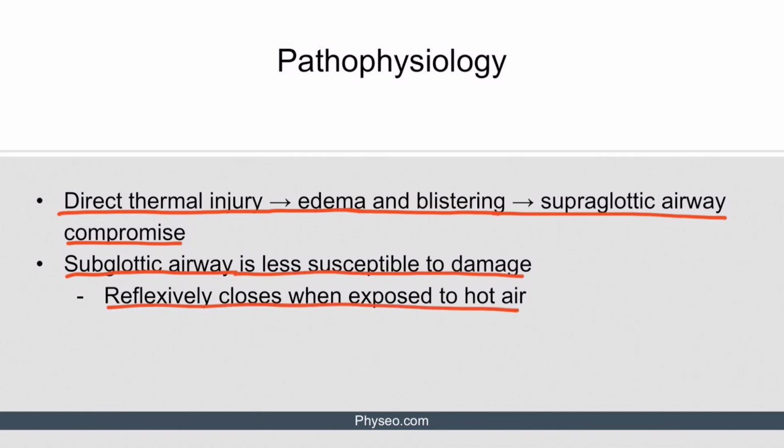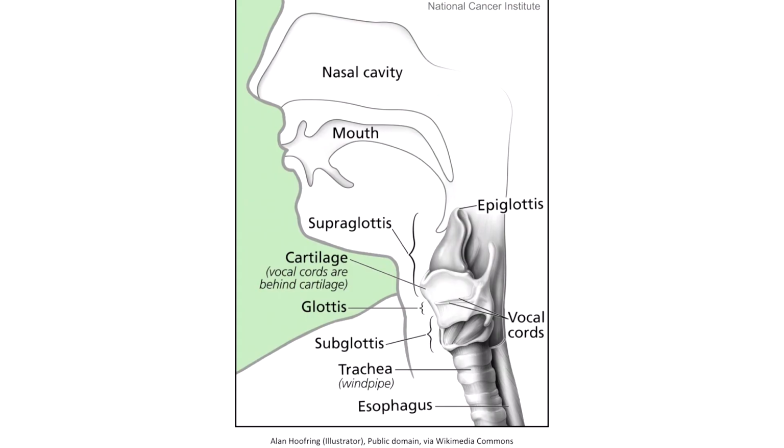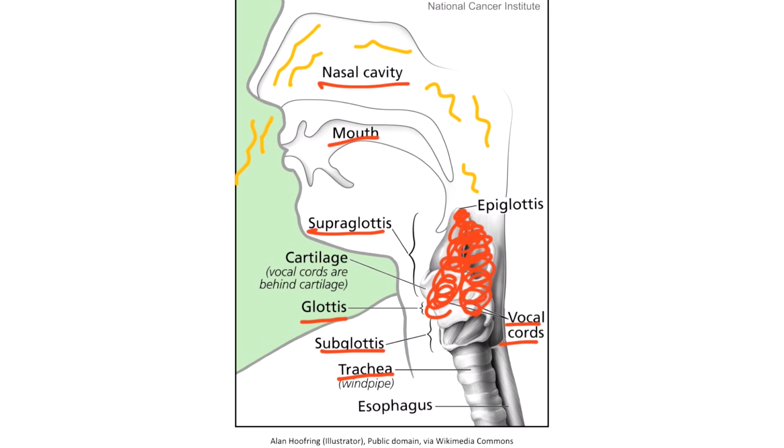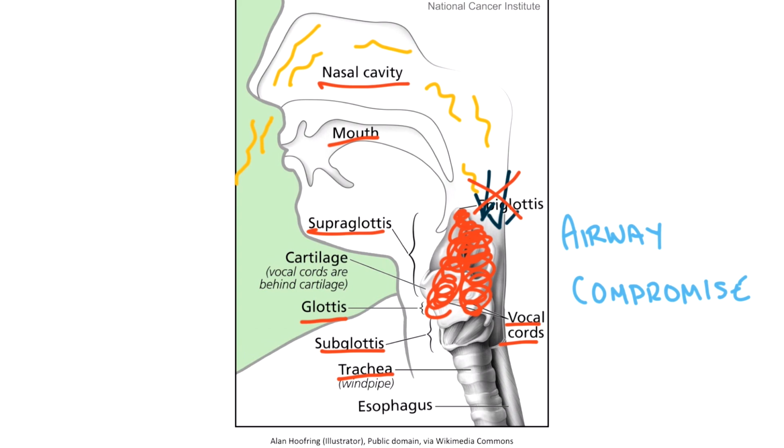Let's draw this out to drive home the point. Here we see a sagittal view of the head and neck. We'll use this image to focus on the pathway that the air will travel through as it moves towards the lungs. This includes the nasal cavity, the mouth, the supraglottis, the glottis, which includes also the vocal cords and the space between them, and the subglottis, as well as the trachea. In the case of inhalation injury, the person first inhales smoke, and as a result of the intense heat and subsequent thermal injury, edema and blistering occur in the supraglottic region. Eventually, the disrupted area is so large that the person can't breathe. This airway compromise can be the cause of death if not rapidly corrected.